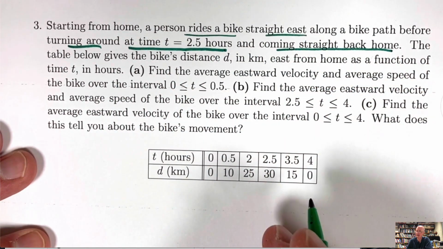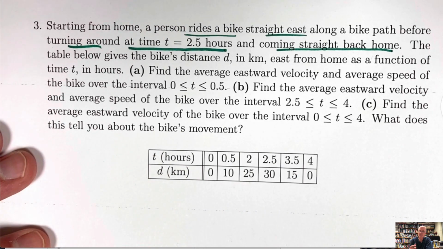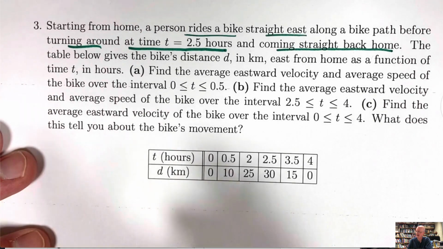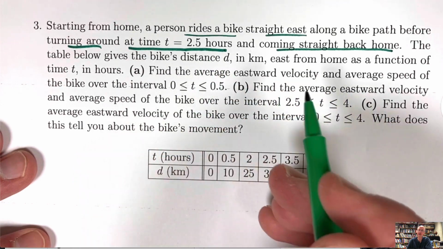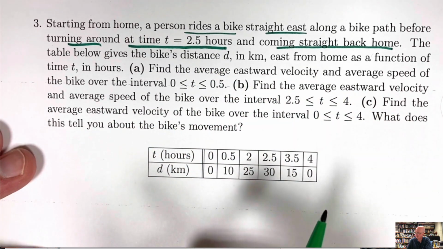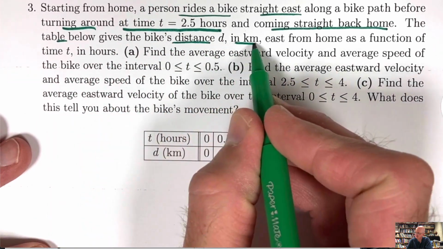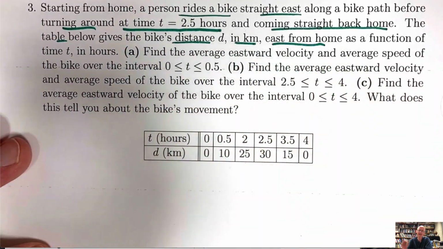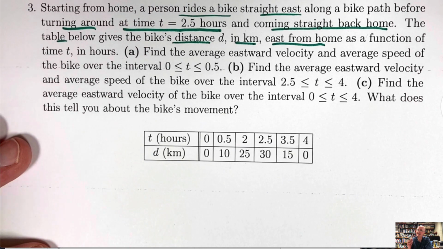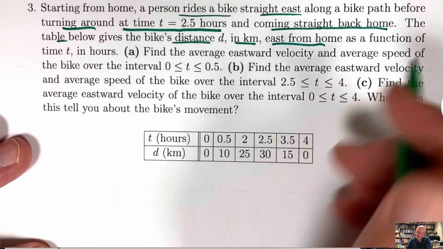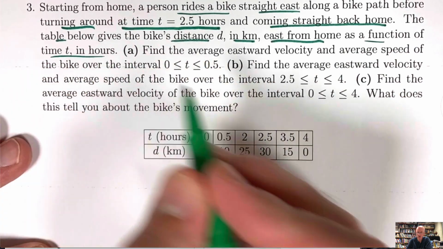Okay, numerical data, we're not describing how the person rides, whether the person speeds up and then slows down, stays at a constant speed for a while, whatever. We're not describing that, other than to say that at time 2.5 hours, that's when the person turns around and comes straight back home. The table below gives the bike's distance in kilometers east from home. So this is not really a distance traveled, it's a position really, because it's a distance east from home as a function of time t in hours.